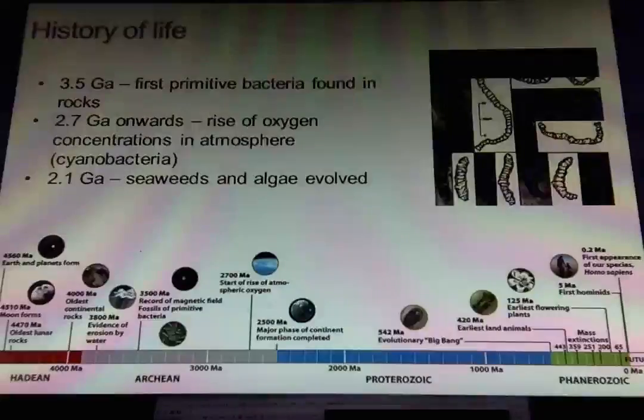3.5 billion years ago, the first primitive bacteria evolved and developed. 2.7 billion years onwards, rise of oxygen concentrations in the atmosphere, as I mentioned, most likely as a result of cyanobacteria breathing in carbon dioxide, poisonous carbon dioxide, and releasing oxygen. Same way that plants and trees do today. 2.1 billion years ago, seaweeds and algae begin to evolve. So our life forms are getting more complicated because there's less poison in the atmosphere. There's more oxygen in the atmosphere.